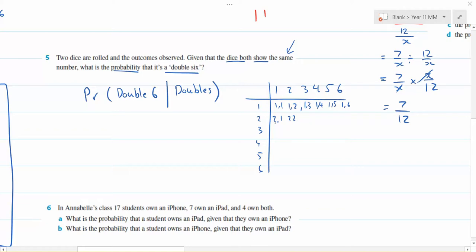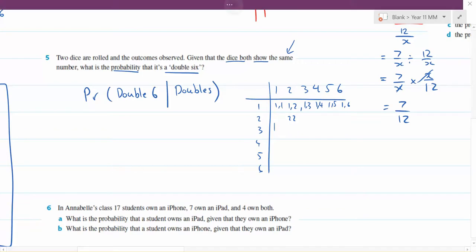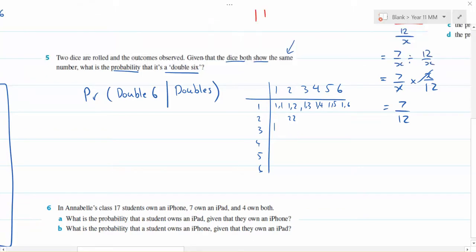On your first go, you might have got a 2, and on your second go, you might get a 1. But that's not what you're interested in. What you're interested in is getting doubles, because it said given that the dice both show the same number, meaning that you already got a double. You just don't know which double you have. You can either have a 1 and a 1, 2 and a 2, 3 and a 3, 4 and a 4, 5 and a 5, or a 6 and a 6. True? Those are the only options.